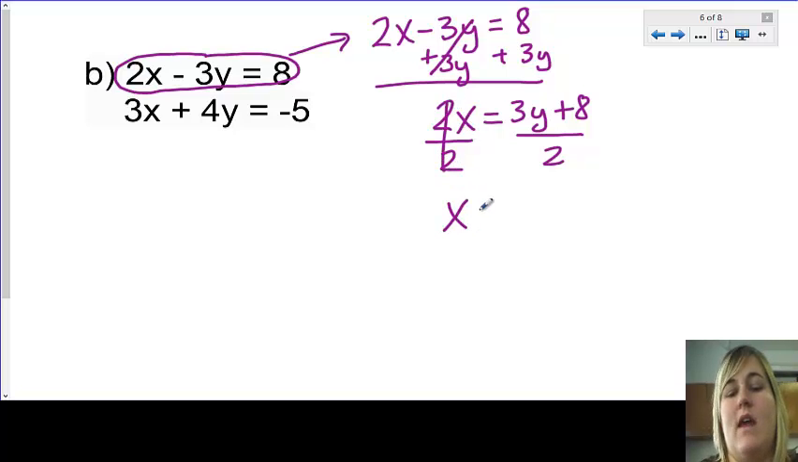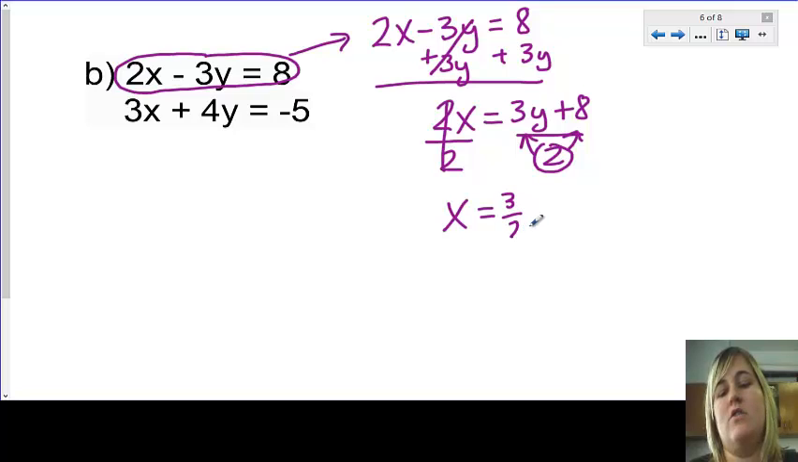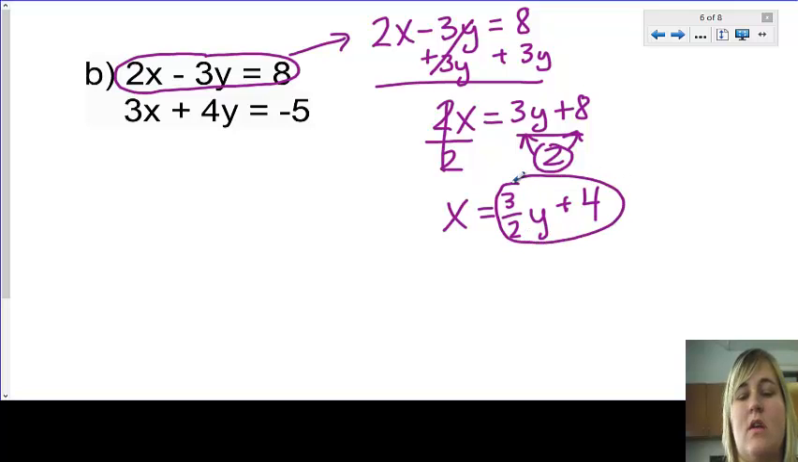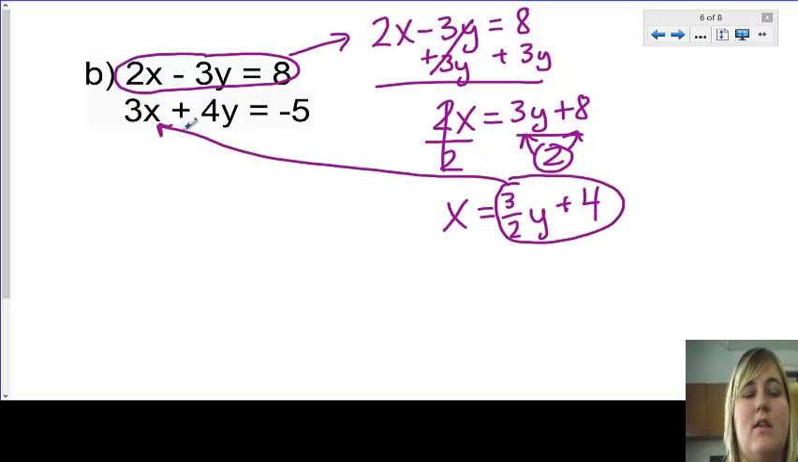So I have that x is equal, and remember when we divide on each side, the 2 has to go to everything. So I have 3 over 2y plus 8 over 2, which is 4. And then I can take this expression and plug it in for x in the other one.